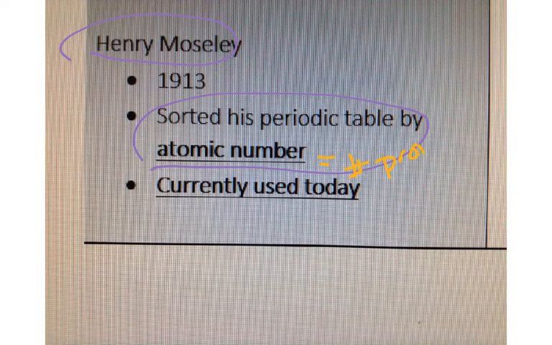And this is what we're actually using today, because it fixed all the flaws that Mendeleev had in his. So what you need to know is that Henry Moseley developed his based off atomic number. It is the one that is currently used today, and Mendeleev used his based off of atomic mass.